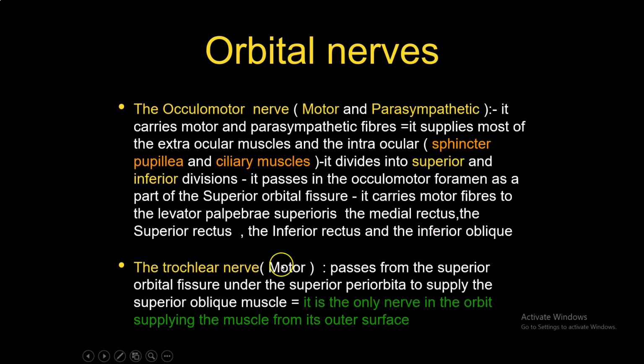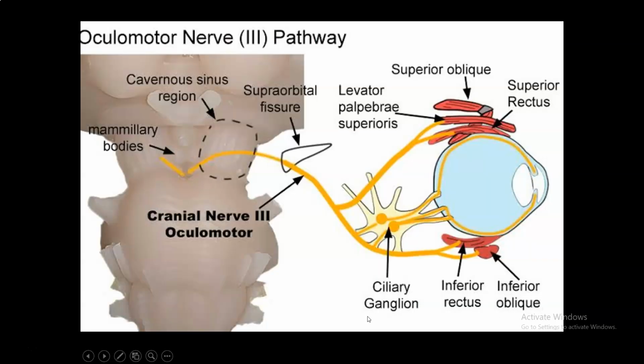And the trochlear nerve passing from the superior orbital fissure under the superior periorbita. We saw it before, medially, to supply the superior oblique muscle, and it is the only nerve in the orbit supplying the muscle from its outer surface. Other nerves supply the muscle from the inner surface.